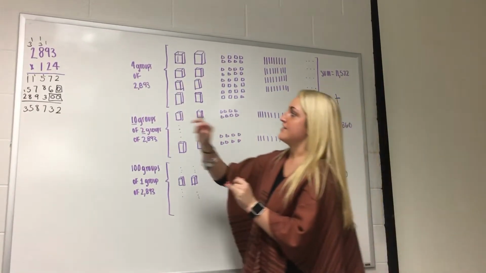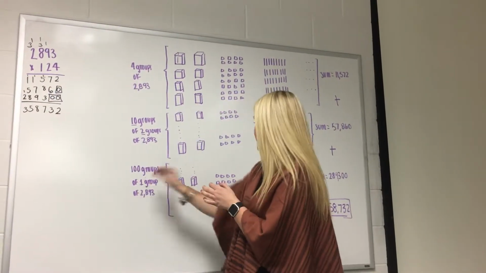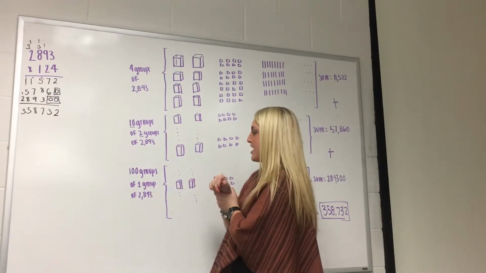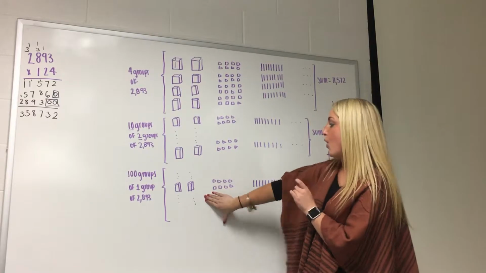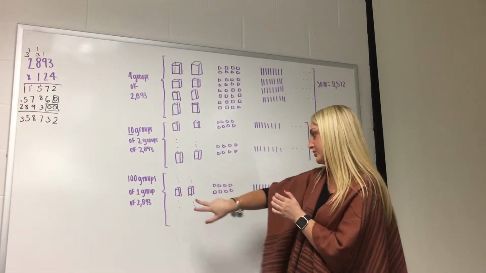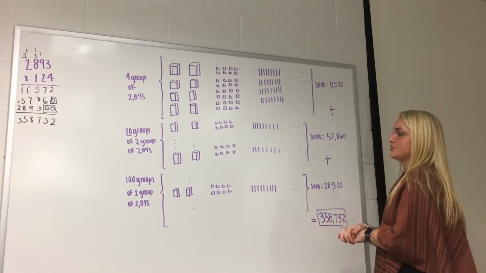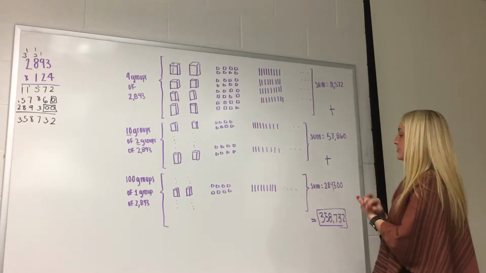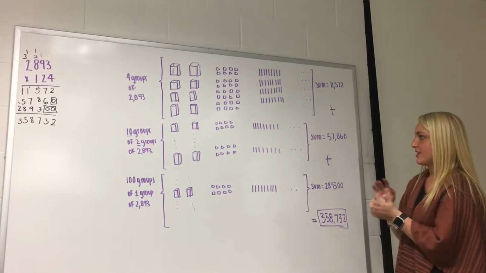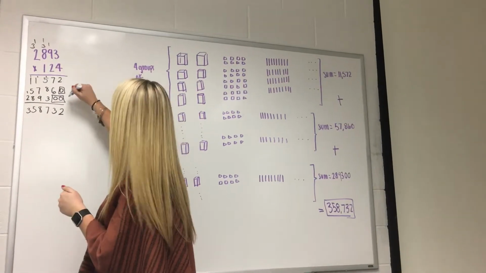We have to deal in the hundreds place. So now we're adding 2 extra zeros. So of course, in the picture that we draw, we're going to have 100 groups. That's how we get those extra zeros. And we're going to have 100 groups of one group of 2,893. Of course, we still have our 2 super cubes, 8 regular cubes, 9 rods, and 3 singles. So when we have 100 groups of this, the total is going to be 289,300.